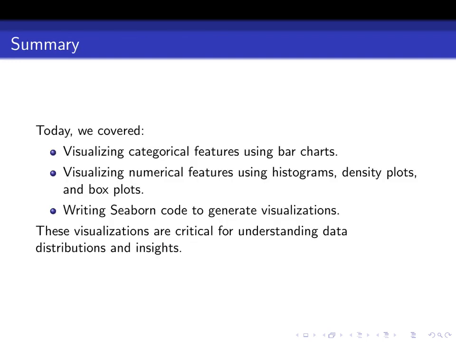To summarize, we explored visualizing categorical features using bar charts and relative frequency charts. Then, we discussed numerical features and how to represent them using histograms, density plots, and box plots. Finally, we saw how to implement these visualizations using Python's Seaborn library. These techniques are fundamental for analyzing and communicating insights from data.